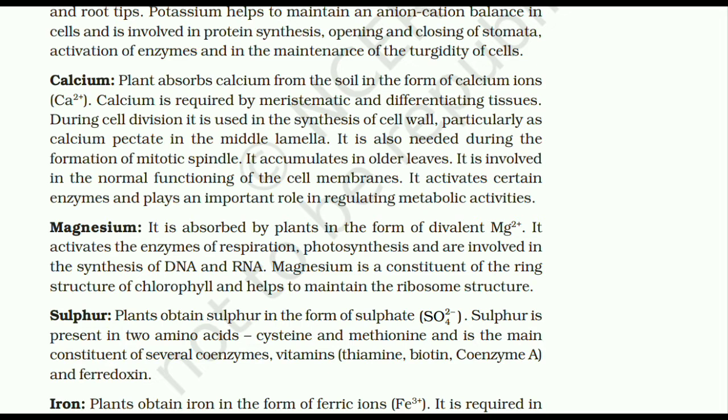It accumulates in older leaves. It is involved in normal functioning of the cell membranes. It activates certain enzymes and plays an important role in regulating metabolic activities.